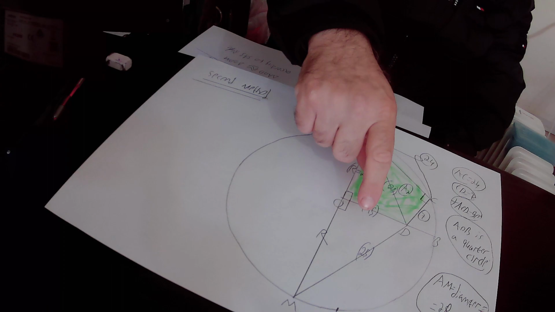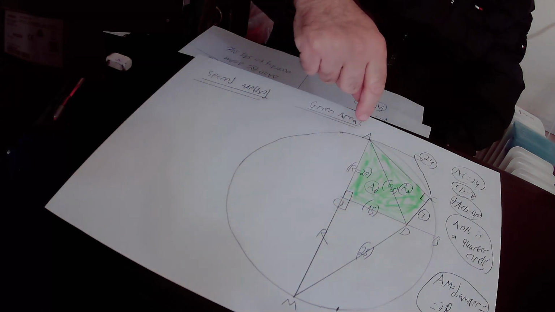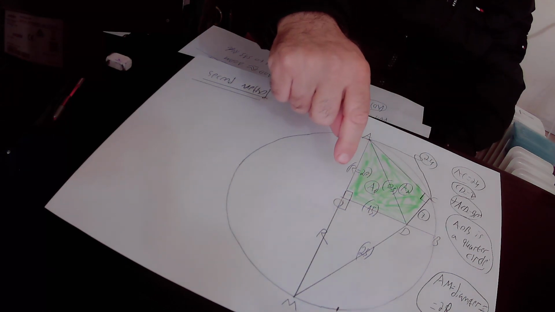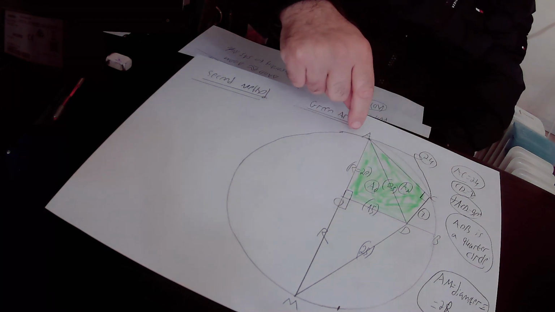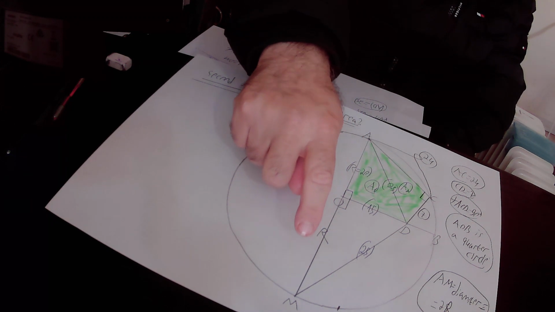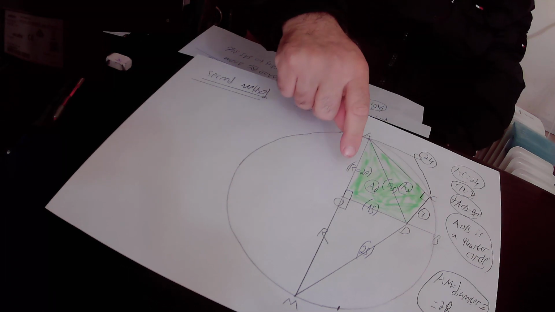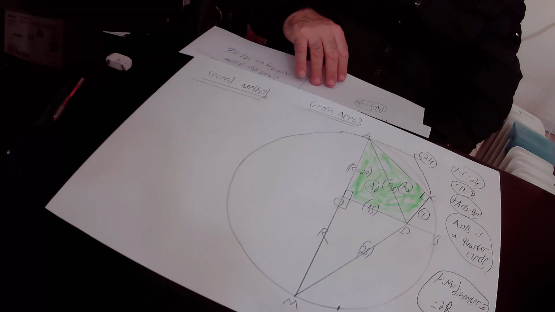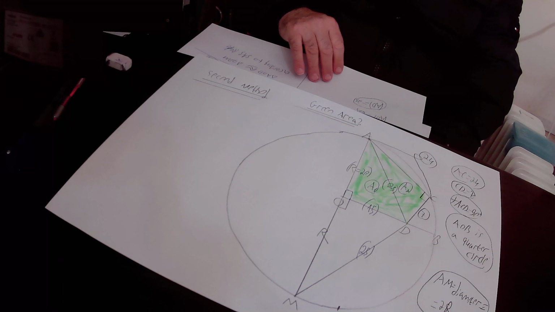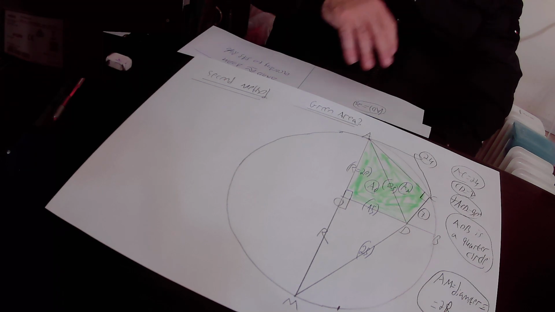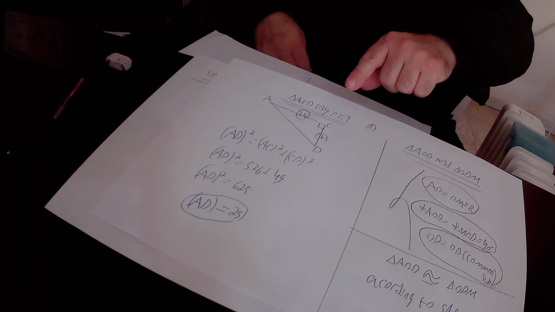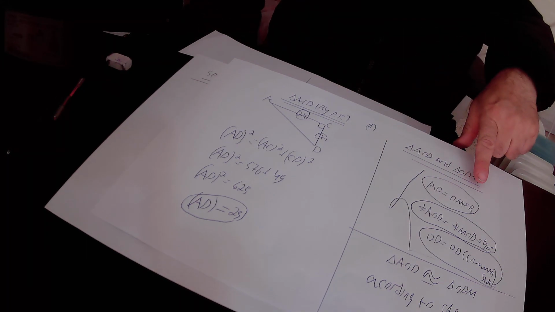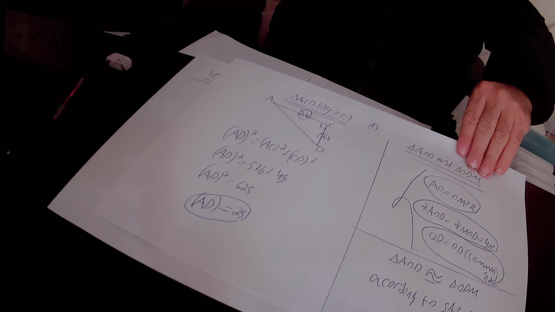we prove that those two right triangles, triangle ADO is congruent to triangle MDO. Why can those two triangles go into each other? First of all, AO equals OM. Both are the radius of the circle, therefore they are equal to each other.